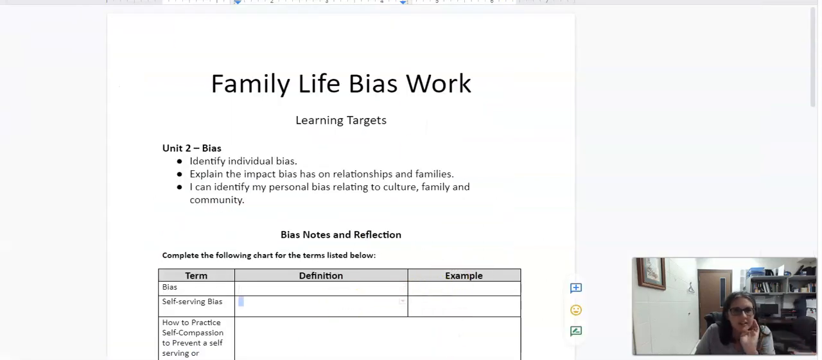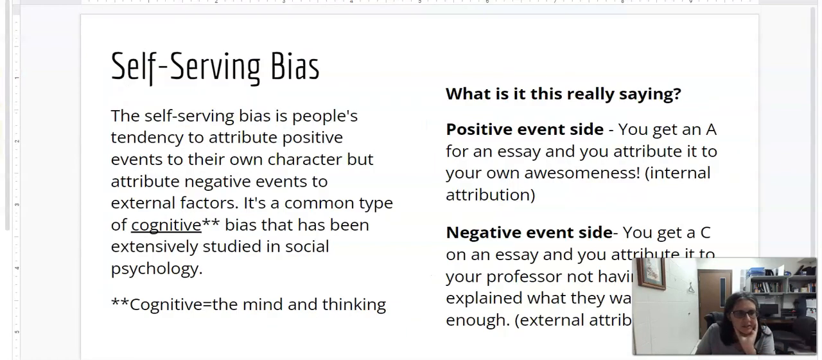Nice and easy. And we have what we call the self-serving bias. It's people's tendency to attribute positive events to their own character, but negative events to external factors. It's a common type of cognitive bias. Most people have it, right? So what is this really saying? That's a definition, but what is it really saying?